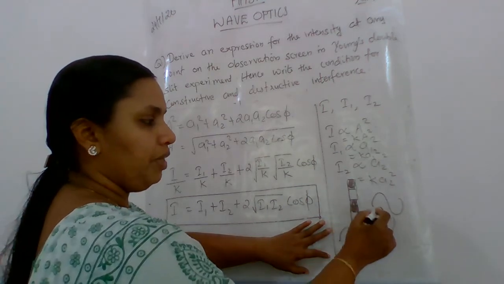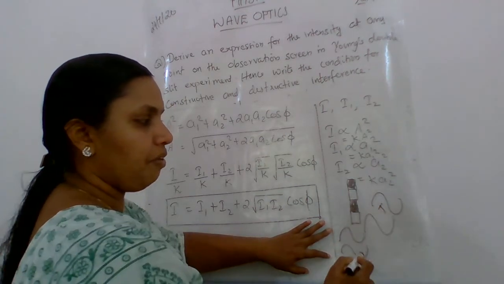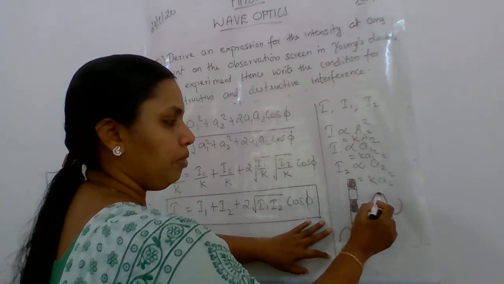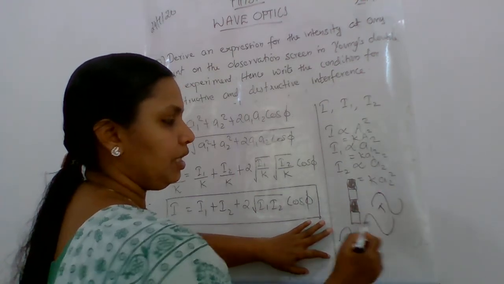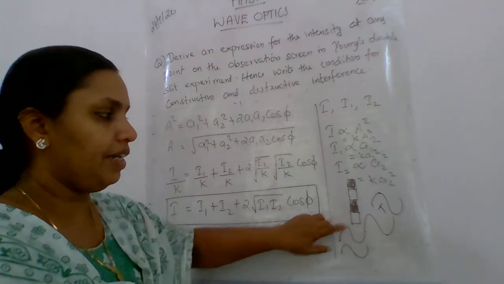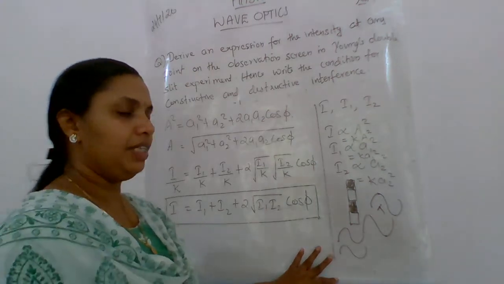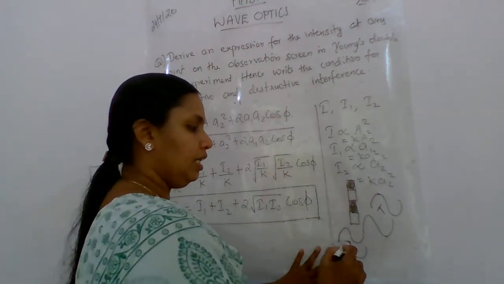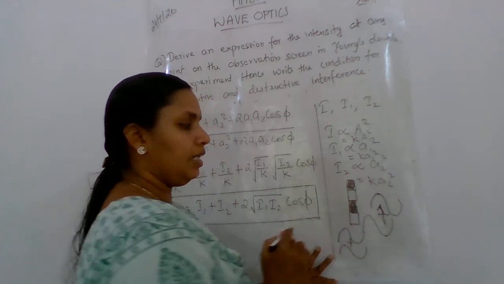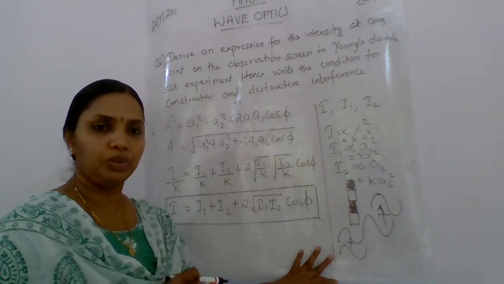There is a phase difference of 90 degrees, isn't it? Here the crest comes, maximum amplitude comes; here the amplitude is minimum. So there is a phase difference. According to the phase difference, we know that there is a difference in superposition, isn't it? Here it undergoes constructive superposition and here it undergoes destructive superposition.